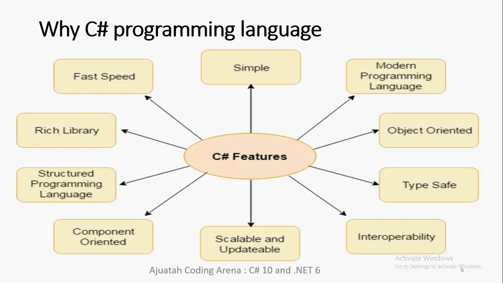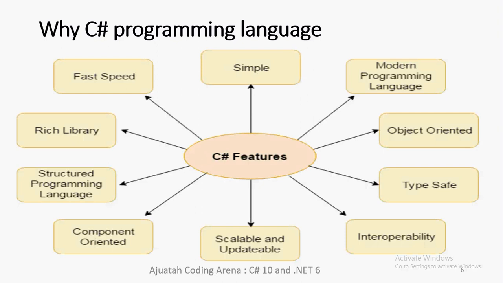Another thing is that it is a structured programming language. C# is structured. It has a very good structure. You can write structured code just like you can equally do object-oriented. Another thing is that it's a component-oriented programming language.